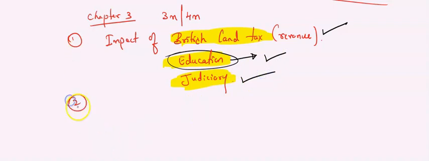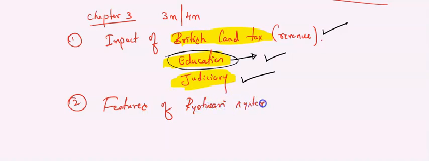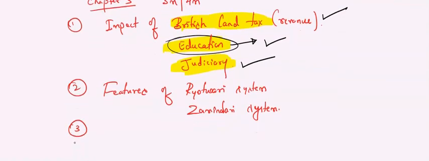And the next topic in this chapter you want to concentrate on is the features of Riyotwari system and Zamindari system. You need to explain the features of Riyotwari system and Zamindari system. Concentrate on these 2 topics. Okay. And in the last, you need to concentrate on this topic, that is, make a note.